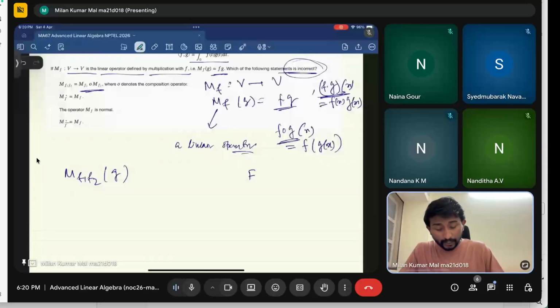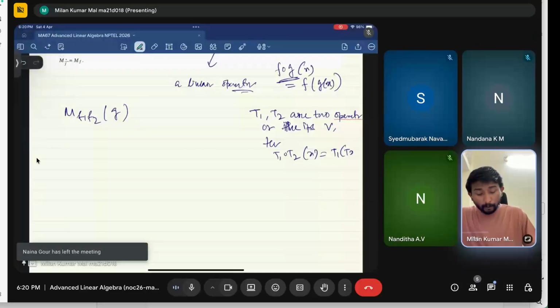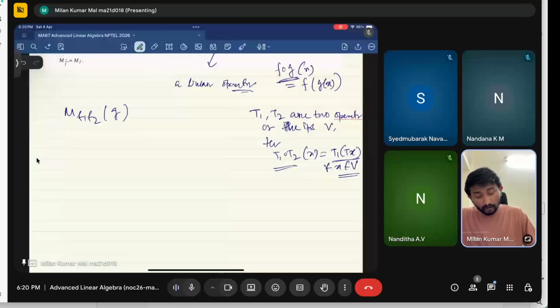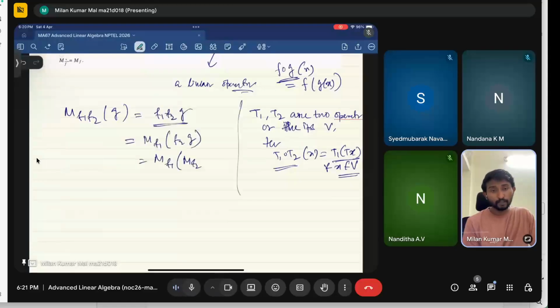So this way, if I write M_f1, M_f2 at the point g, by formula it is f1 f2 g. This is right now the pointwise product. Now we can write M of f1 for the function M of f2 at the point g. So that means right now they are actually the composition of these two operators, M of f1 and M of f2, at the point g. So that is the composition of two operators. So as a statement this is correct, but that's not the correct option, because I have to find the incorrect statement among all of these.